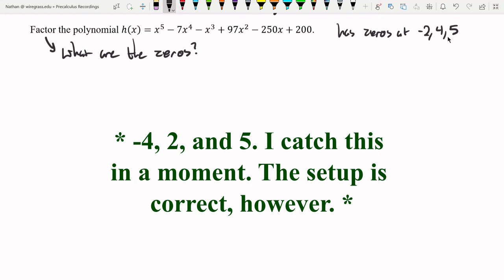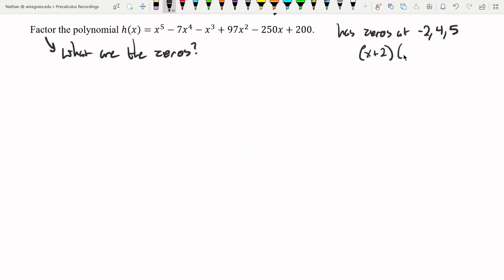Well, if it has zeros at these 3, that's the same thing as saying this polynomial has factors x plus 2, x minus 4, and x minus 5. Because when this equals 0, you get x equal to -2. This one gives you x equal to 4. And this one equal to 0 gives you x equal to 5. Well, these are each linear factors in the form of x minus c. That means we can divide them out of this polynomial and use the linear factorization theorem to find all 5 zeros. So we're going to go ahead and do that.